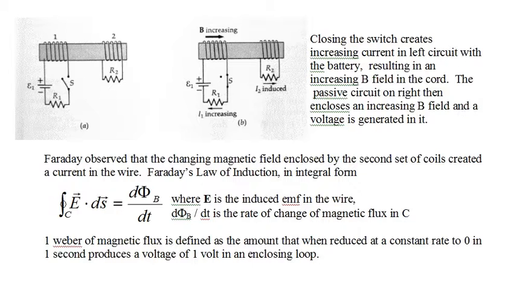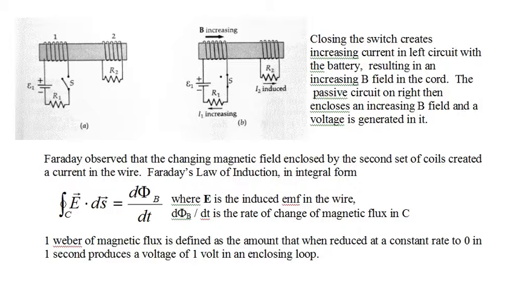To make the units match, Faraday defined the unit of magnetic flux, the Weber, to be the amount of flux that, when enclosed by a path consisting of a single loop and reduced at a constant rate to 0 in 1 second, produces an induced voltage of 1 volt.